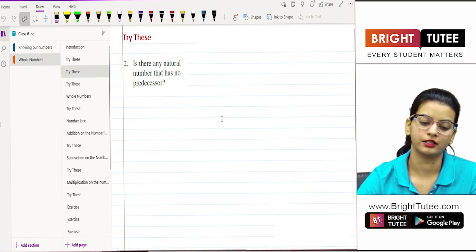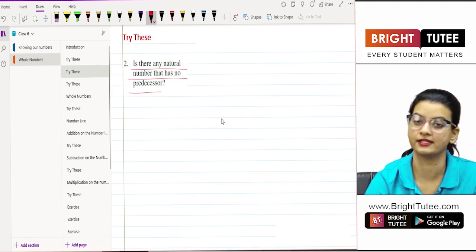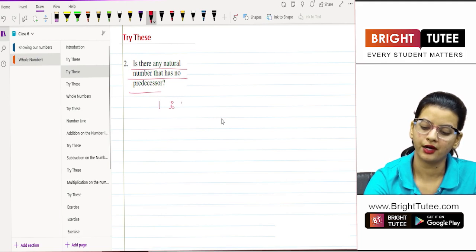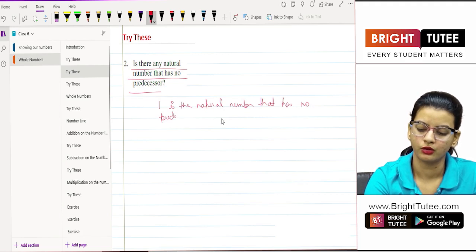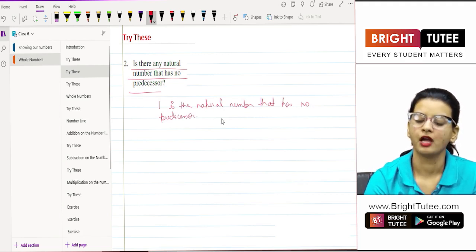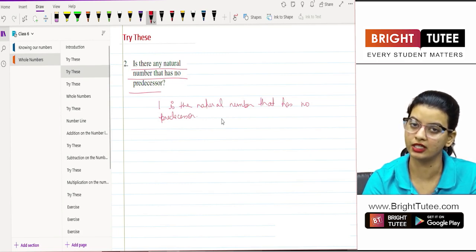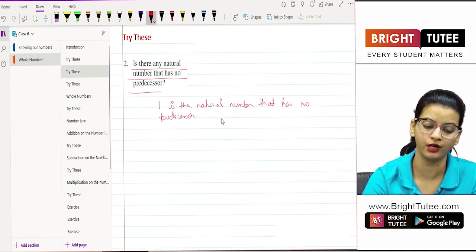Now here there is a question: is there any natural number that has no predecessor? Yes, 1 is the natural number that has no predecessor, because counting starts with 1 only, so 1 is the only natural number which has got no predecessor, because no natural number comes before 1.